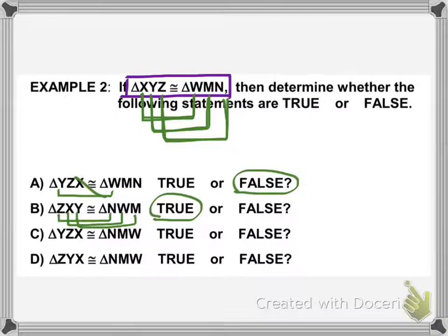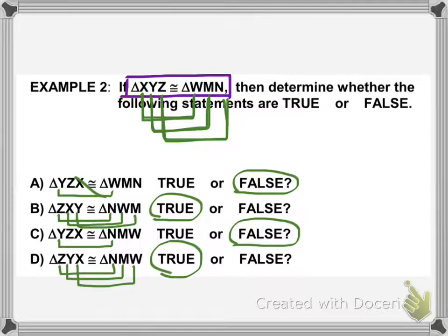So B is good. C has Y with N. However, in the top congruent statement, Y goes with M, so this one will not work for us. And the last one, Z goes with N. In the top, Z also goes with N. Y goes with M. In the top, Y goes with M. And X goes with W. In the top, X goes with W. So this one also will work.